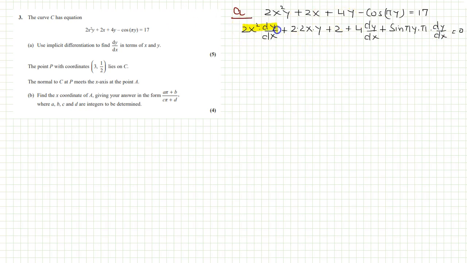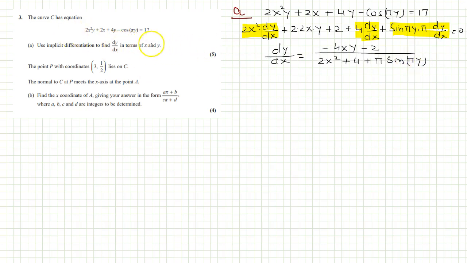So the terms we are having with dy over dx are this 1, 2 and 3. So dy over dx will be minus 4xy minus 2, which goes on this side, and this will be with this, so this will be 2x square plus 4 plus pi sin pi y. So this is the dy over dx in terms of x and y.